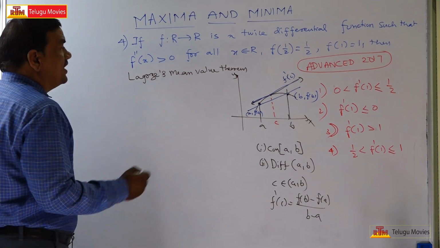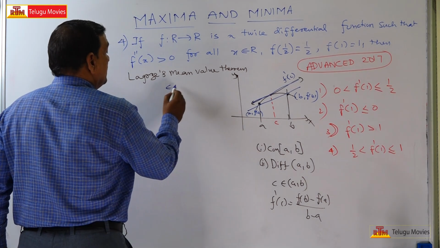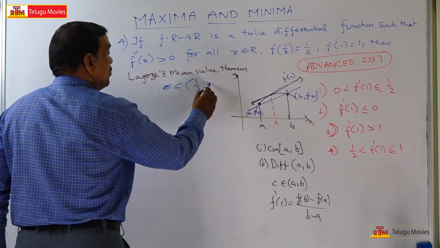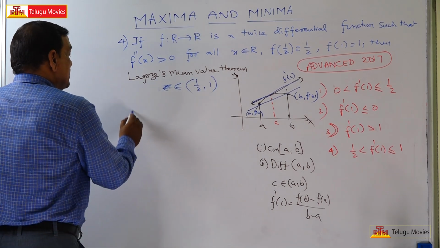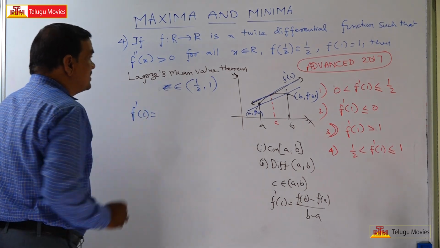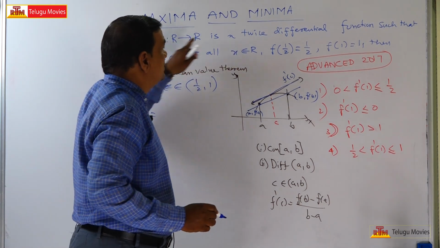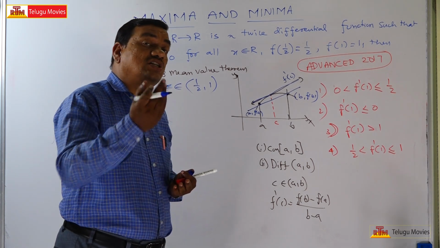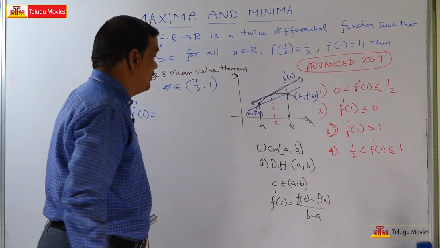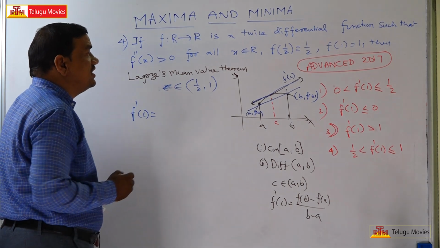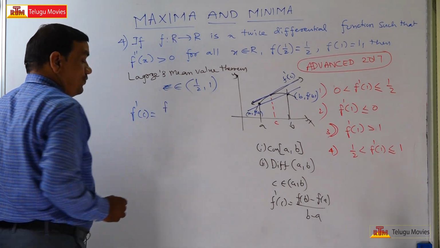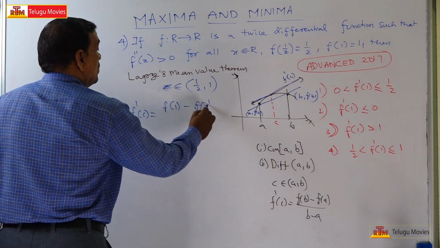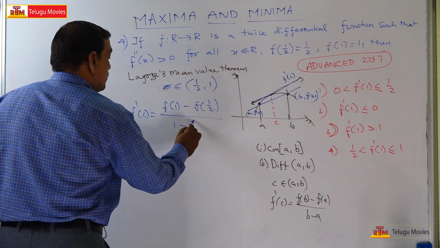So we can find a number C, C belongs to the open interval 1 by 2 to 1, such that f dash of C. Why? Because he is saying that in this interval it is twice differentiable. Two times differentiable means it is continuous. Therefore, f dash of C is equal to f of 1 minus f of 1 by 2 by 1 minus 1 by 2.